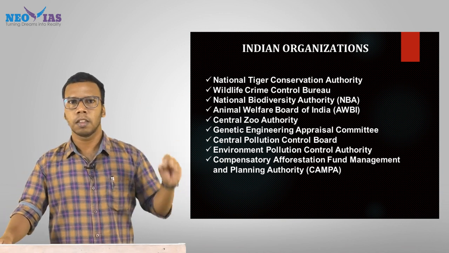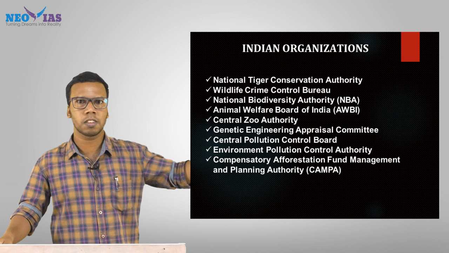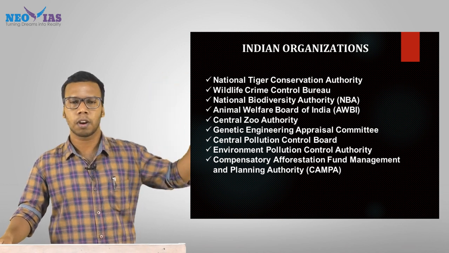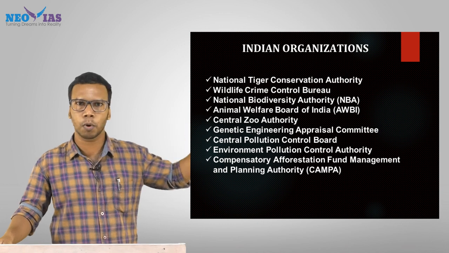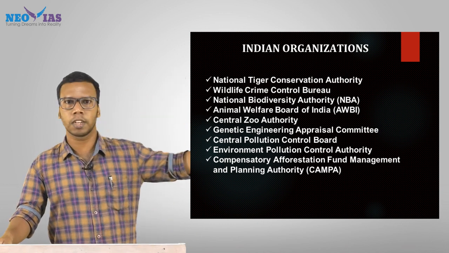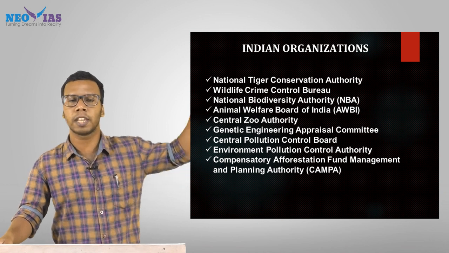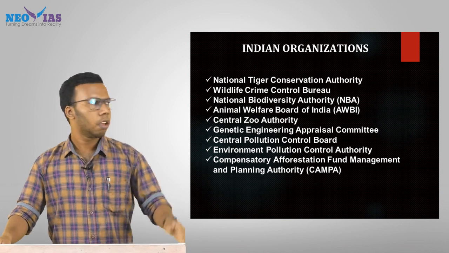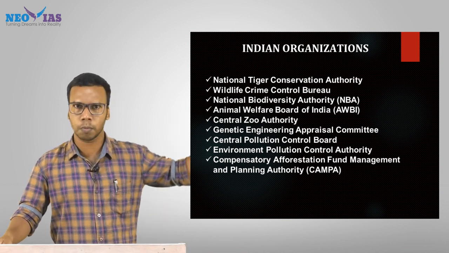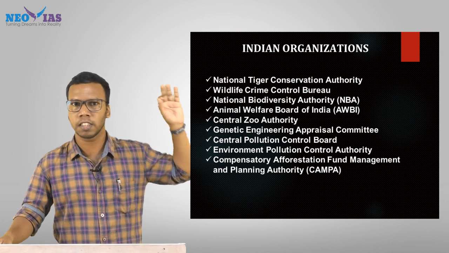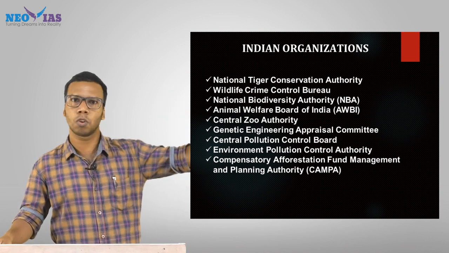Then second thing is, if the organization is established under any law, you need to know the law. Right. So, if this organization is a statutory body, you have to know the law behind it. For example, the National Tiger Conservation Authority is a statutory body. Why? Because it was established by the Wildlife Protection Act 1972. Then, Animal Welfare Board of India, it's also a statutory body. Why? Because it was established under the Prevention of Cruelty to Animals Act 1960. Then, National Biodiversity Authority, it's also a statutory body.